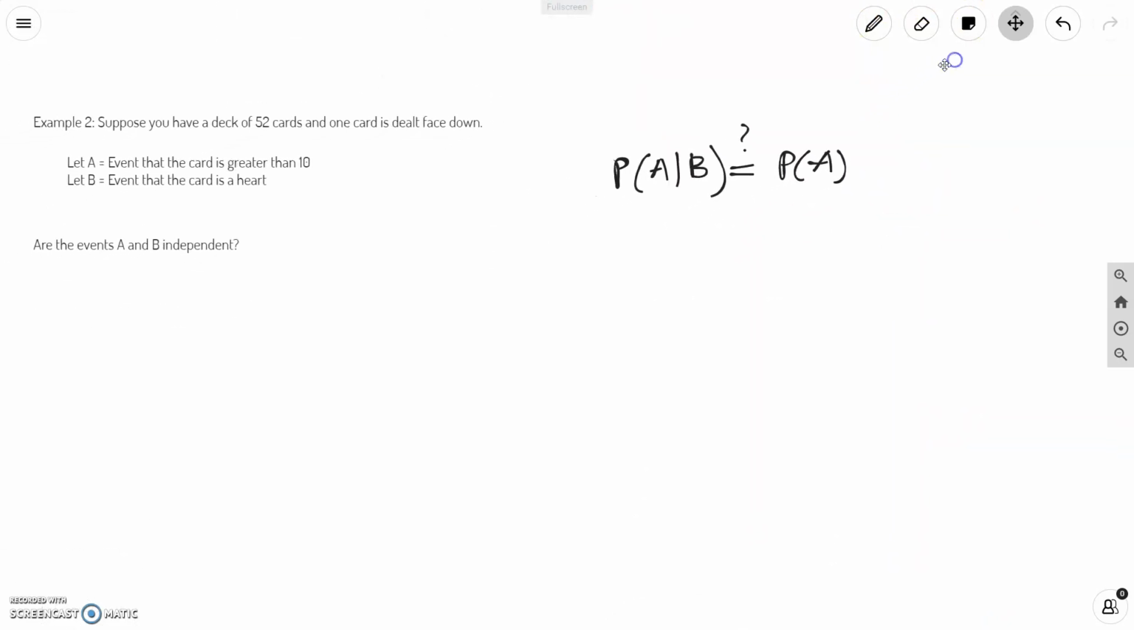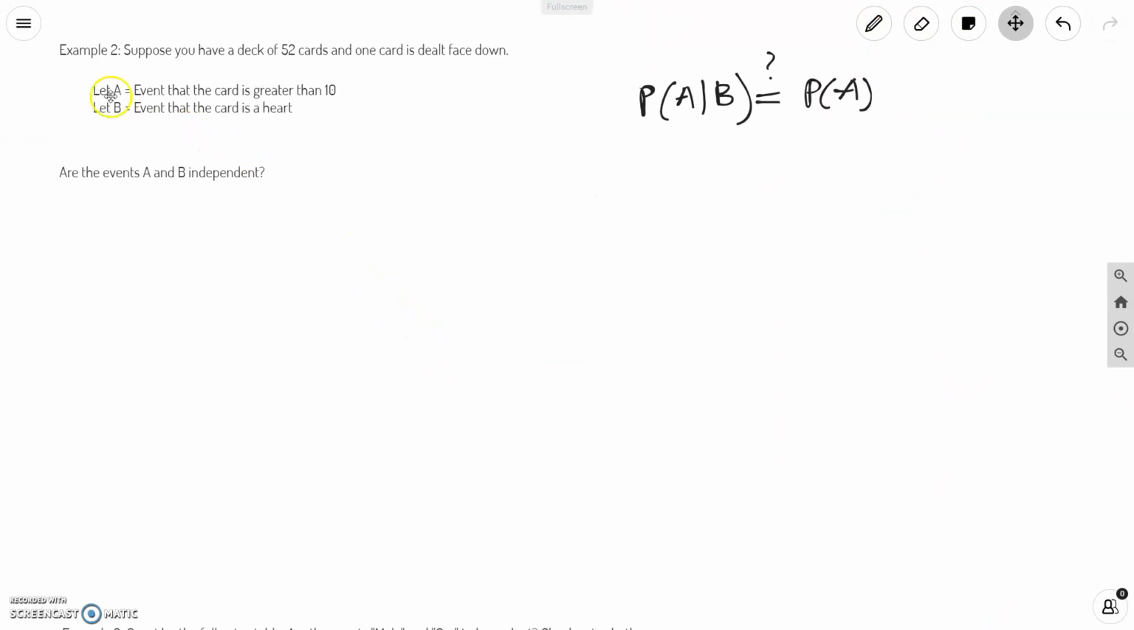Okay, so suppose you have a deck of 52 cards. Let A be the event that the number is greater than 10. Let B be the event that the card is a heart. We want to know if the events A and B are independent of each other. So here, A and B have already been defined, so I'm just going to plug that in. P of A given B, so P of being greater than 10 given being a heart, is that equal to P of A? So is that equal to probability of being greater than 10?